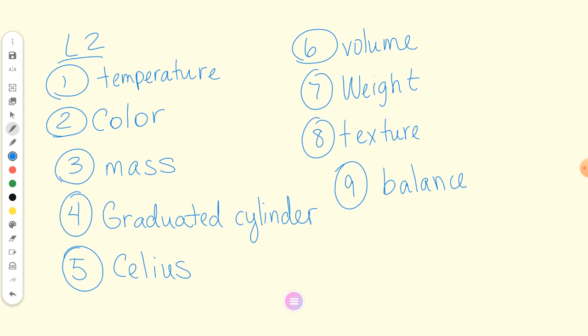Not mine. Let me see it real quick. I think it's a student's. No, it's not yours, is it, Miss Megan? Nope. Okay, nope, not ours.